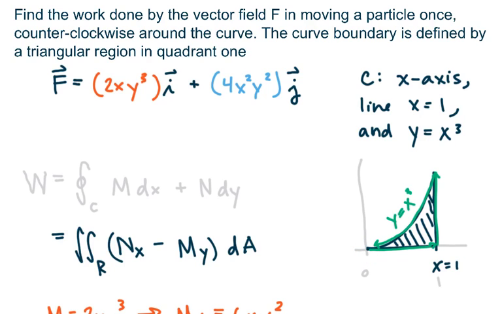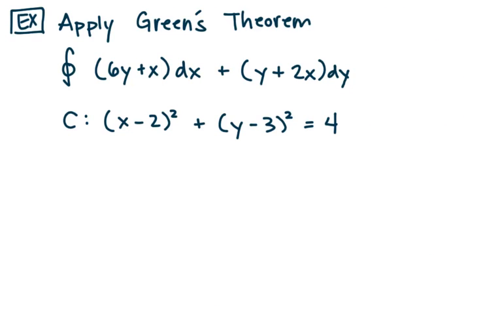Let's look at one other example where we apply Green's theorem. In this example, we're going to calculate the counterclockwise integral of (6y plus x) dx plus (y plus 2x) dy. This integral is set up as our Green's theorem for counterclockwise circulation. So we need to figure out what our curl integral is going to be along our path C, which is created by this circle. This is a circle of radius 2 centered at (2, 3).